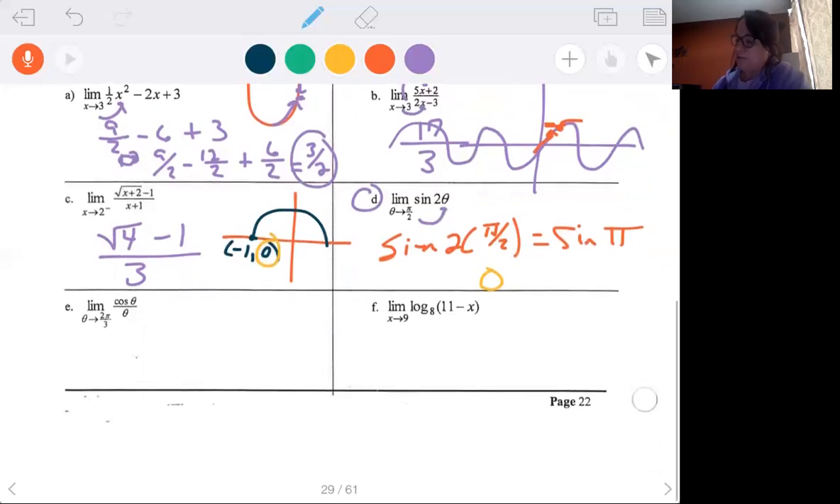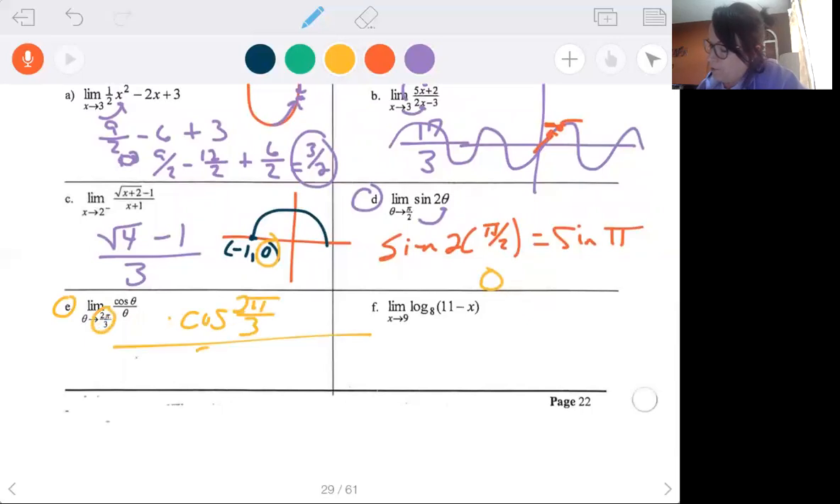Otherwise, you should practice. Now this function has an issue. It has an asymptote at 0. So had I been approaching 0, I'm like, I don't know. You don't know yet. That's coming. But for this one, I'm just going to plug it in because I'm on a cosine wave, and I do have an issue at theta equals 0, but I'm at 2 pi thirds, so I'm good. I can do cosine 2 pi thirds all over 2 pi thirds.